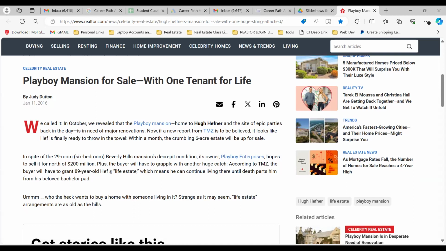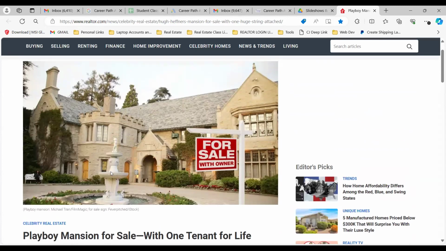Now, why would he put such a restriction in there that I'm going to sell the property, but only if you give me it back and let me live here for the rest of my life? Well, because he loved the house and he didn't want to move. So why did he sell it? Anybody know why Hugh Hefner sold the Playboy mansion? Take a wild guess. He needed money. He needed money.